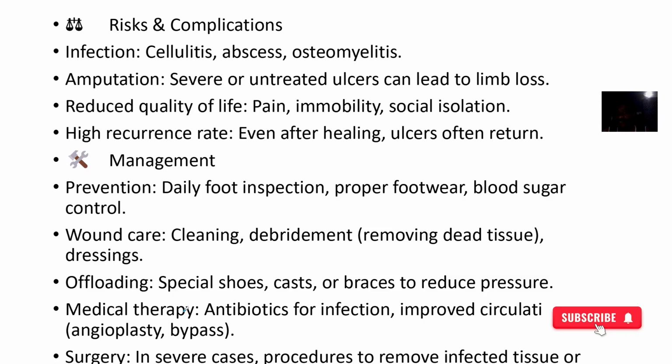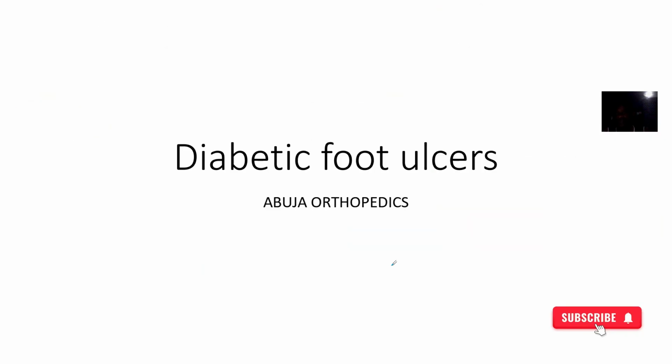There's also a high recurrence rate. Prevention is daily foot inspection, proper footwear, and blood sugar control, because you target the root cause. What is actually causing that issue is the high sugar levels in the body. So if I reduce sugar levels, I reduce the issue. Then wound care like cleaning, debridement, and offloading, like special shoes, casts and braces to reduce the pressure, and medical therapies like antibiotics for infection. Sometimes that's how you handle the issues of diabetic foot ulcers.